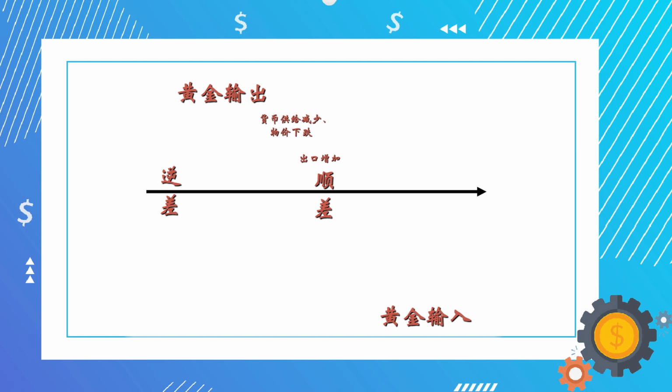BP surplus means gold flows in, which brings about an increase in the money supply and price level. That would promote import, and the BP surplus would turn into deficit. So we can say the BP adjustment mechanism was a kind of automatic adjustment system. There was no need for the government to intervene.